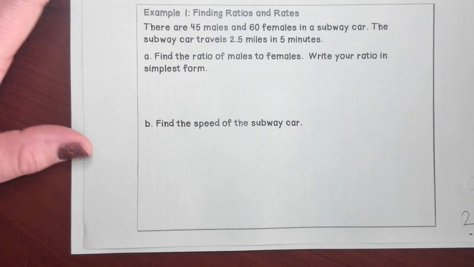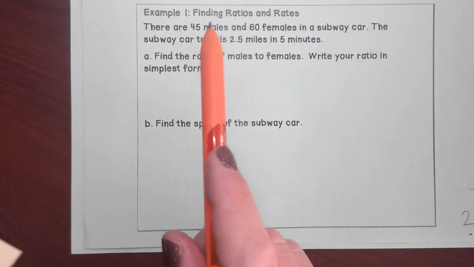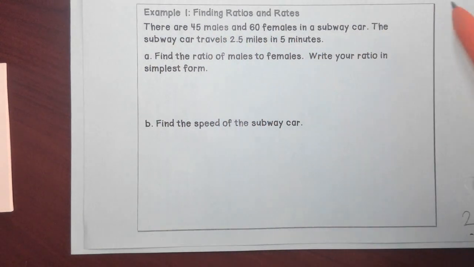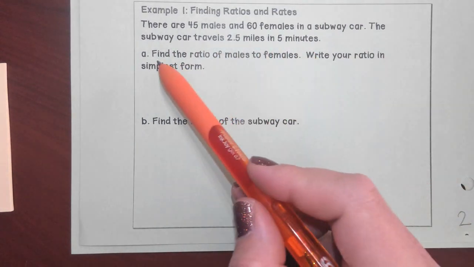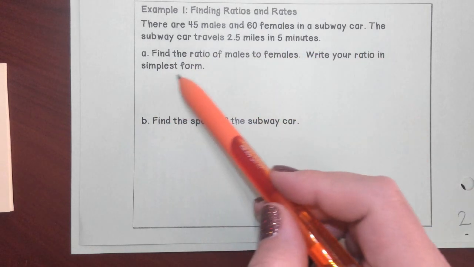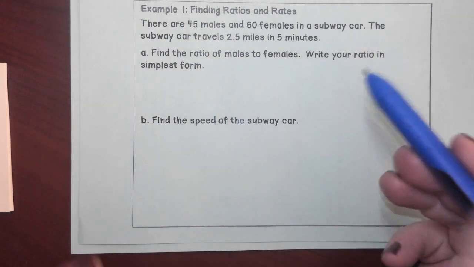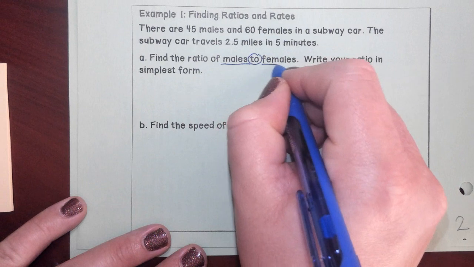So let's look at example 1. In example 1, we are finding ratios and rates. There are 45 males and 60 females in a subway car. The subway car travels 2.5 miles in 5 minutes. Find the ratio of males to females and write your ratio in simplest form. So for this one, we're finding the ratio and we're writing it from males to females.